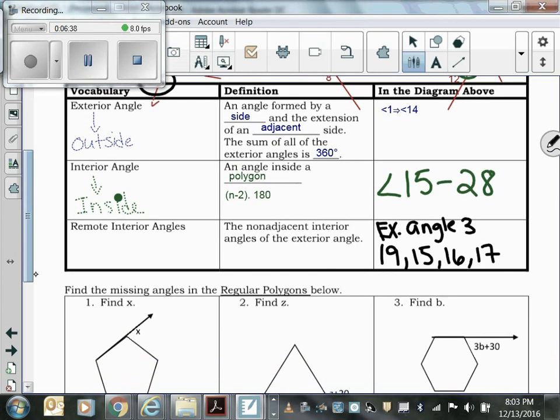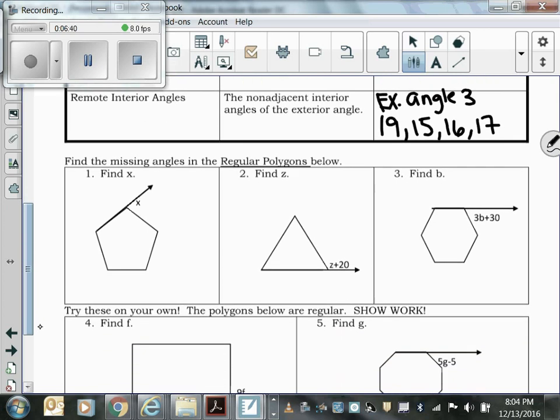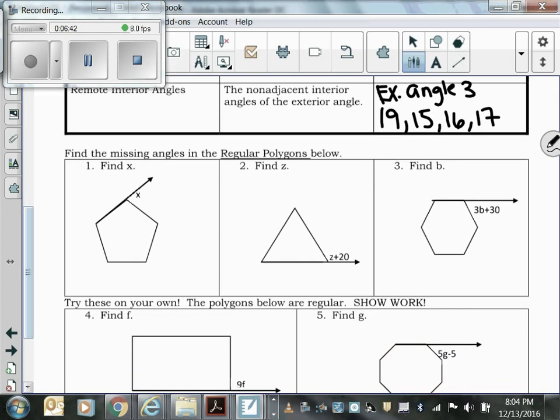Now that I know all of my vocabulary, what I can do is I can go in and find all my missing angles in the polygons down here. Now, the thing that's important to point out is that these are regular polygons. Regular polygons mean that all the sides are the same and all the angles are the same.